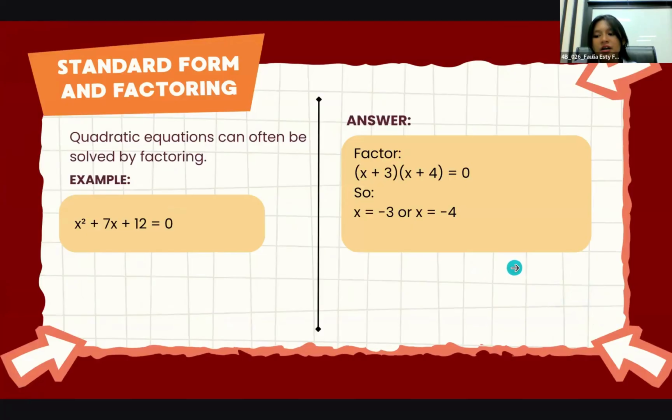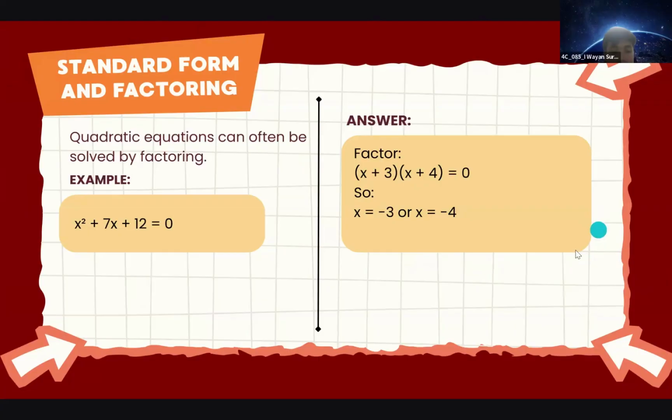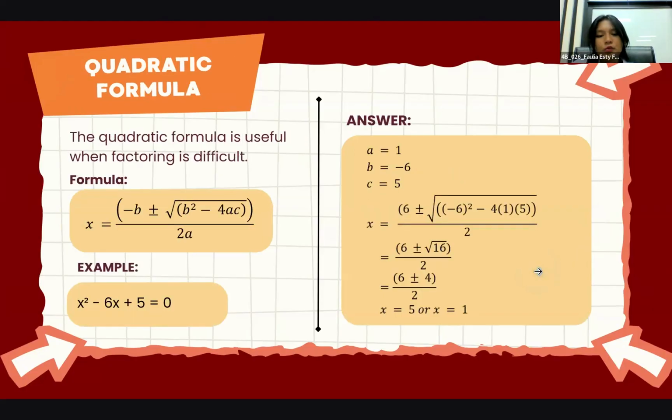Now, let's learn how to solve quadratic equation using factoring. For example, x squared plus 7x plus 12 equals 0. Now we factor it into x plus 3, x plus 4 equals 0. So, what are the solutions? X equal negative 3 and negative 4, Miss. Yes, that's excellent.